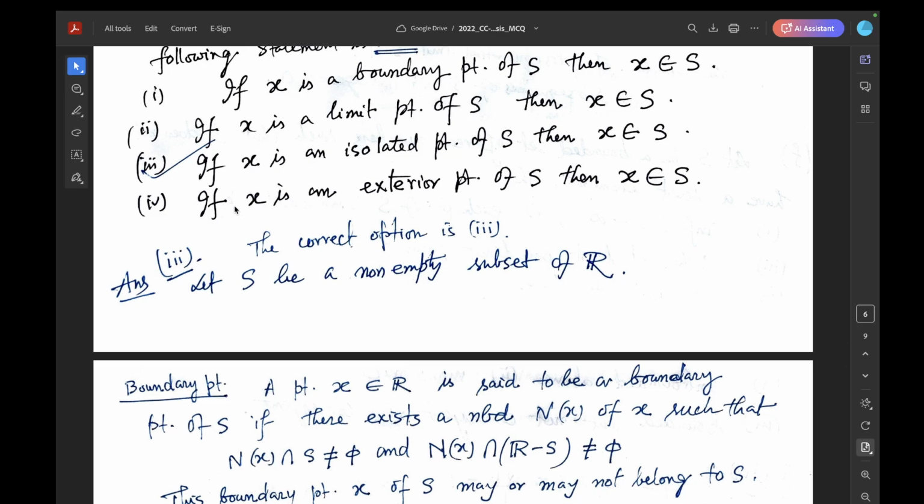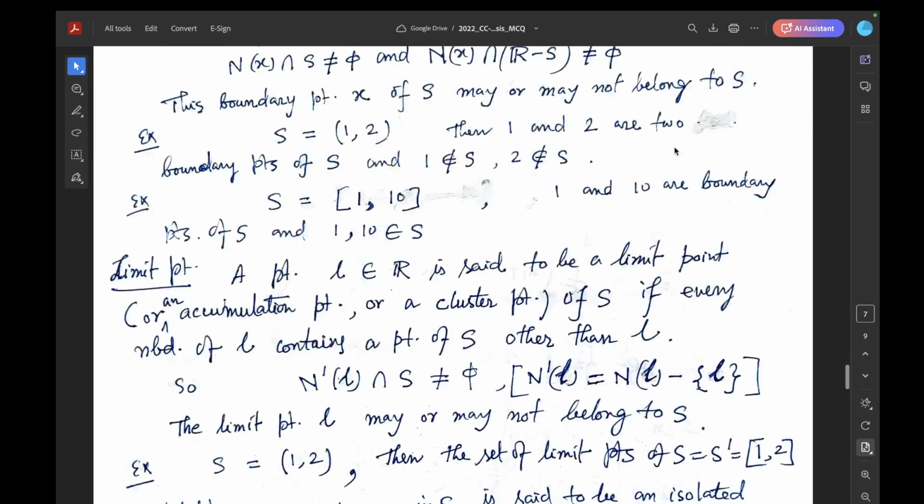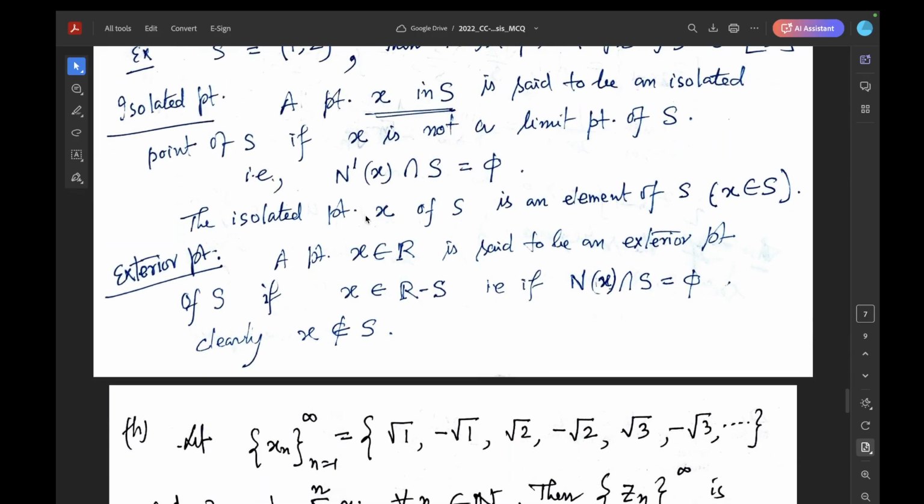And last, 4: if x is an exterior point of S, then x belongs to S. No, it is wrong, because an exterior point is defined as follows: a point x belonging to R is said to be an exterior point of the set S if x belongs to R minus S, that is, if Nx intersection S equals phi. Clearly, x does not belong to the set S.